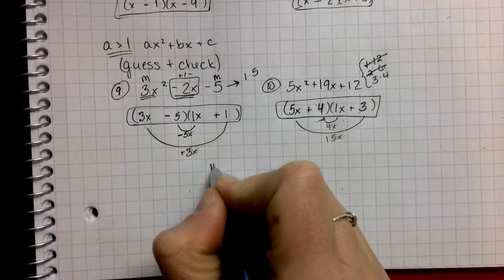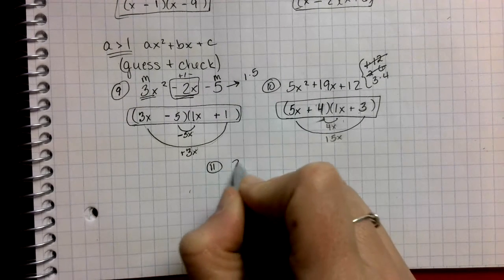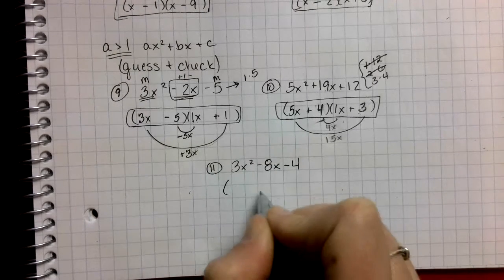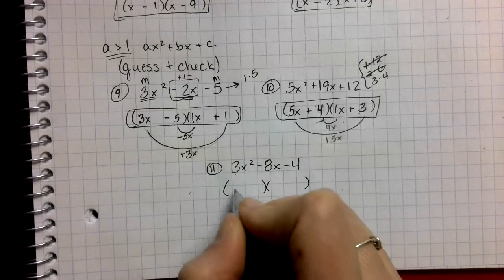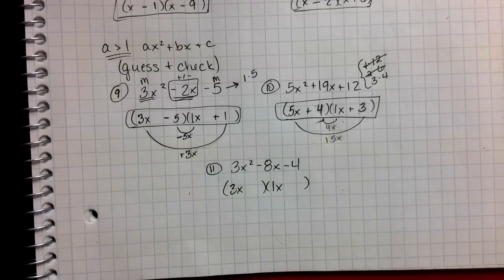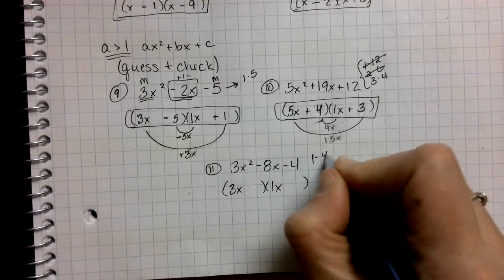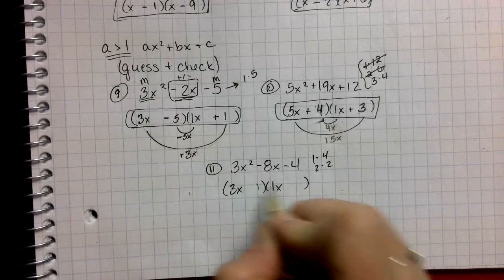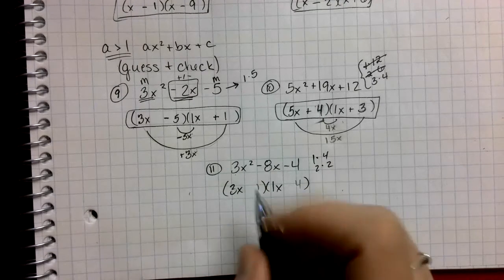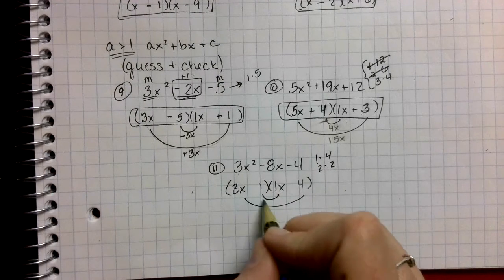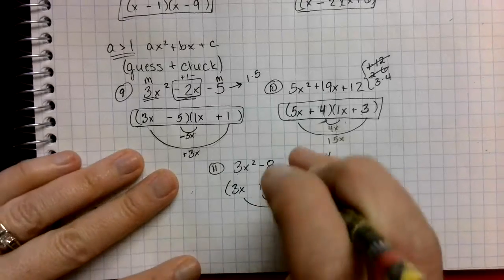So one last example. Let's try 3x squared minus 8x minus 4. So multiplying to get 3x squared is easy, 3x and 1x. Multiplying to get 4, it's either going to be 1 and 4 or 2 and 2. So let's guess and check. 1 and 4. Well, this gives us 1. This gives us 12. 1 and 12 does not give us 8.